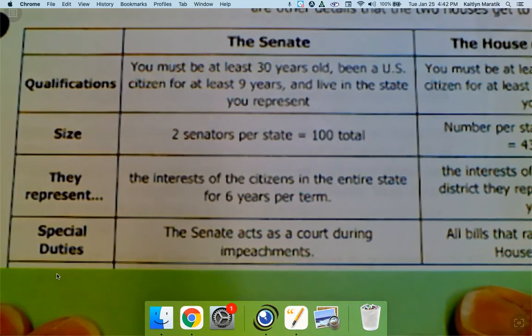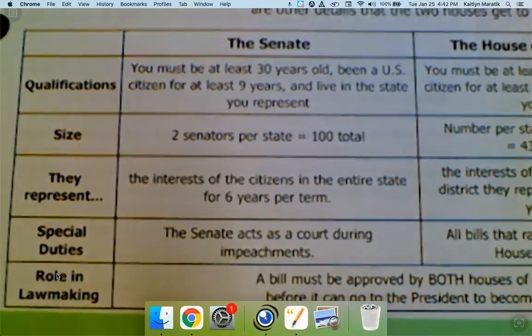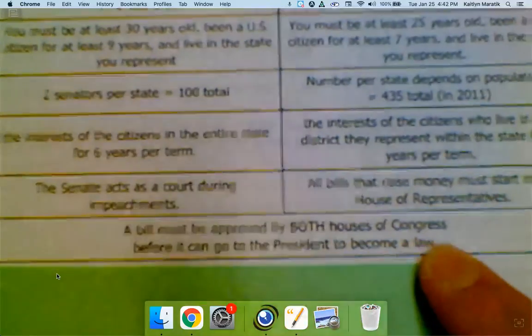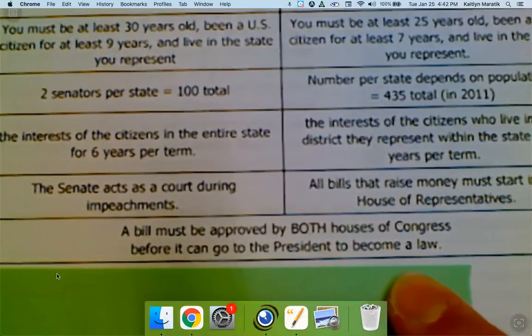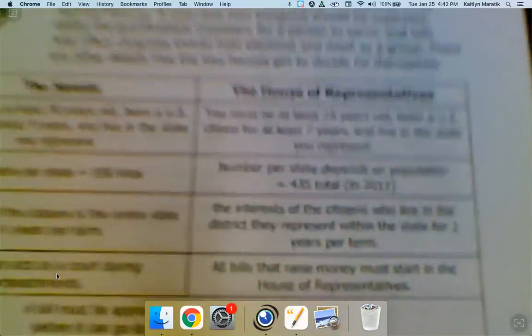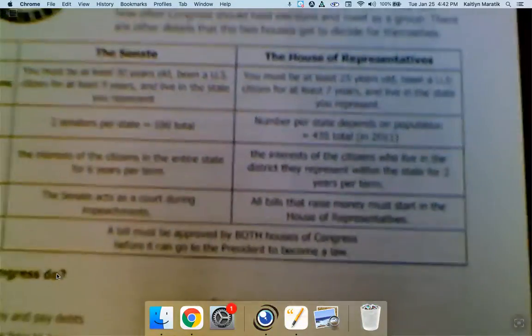Special duties. The Senate acts as a court during impeachments, and for both the Senate and the House of Representatives, a bill must be approved by both houses of Congress before it can go to the president to become a law. So that was the Senate. Now looking at the House of Representatives.